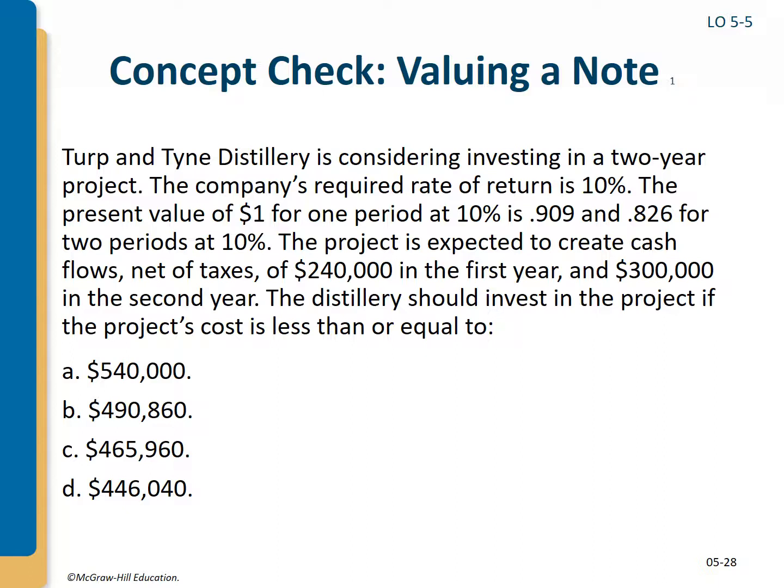We're going to do the same calculation for the $300,000 we're going to receive at the end of 2 years, 2 periods. So we want to know what's its value today, that $300,000. So we'll use the 0.826, 10%, 2 periods, and you get $247,800. So we're going to add together the result from our first calculation, which was $218,182, plus the result from our second calculation, $247,800. And we get $465,982. And that's our answer.